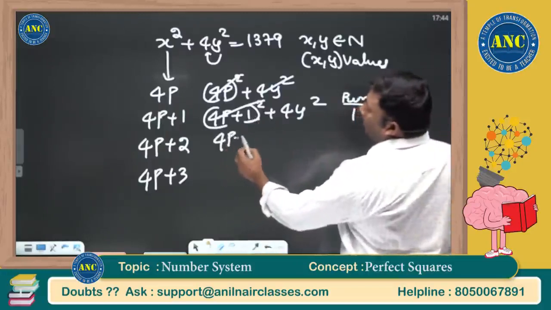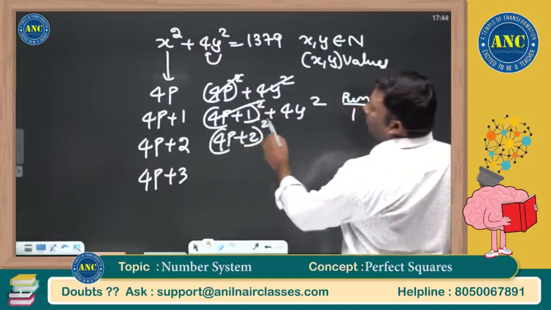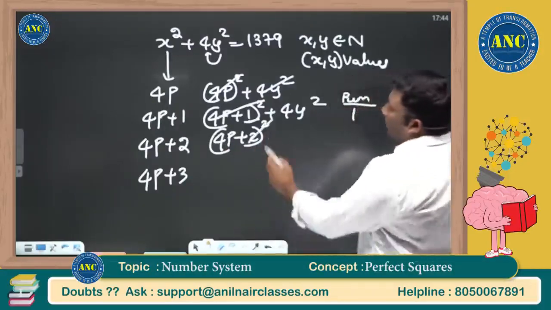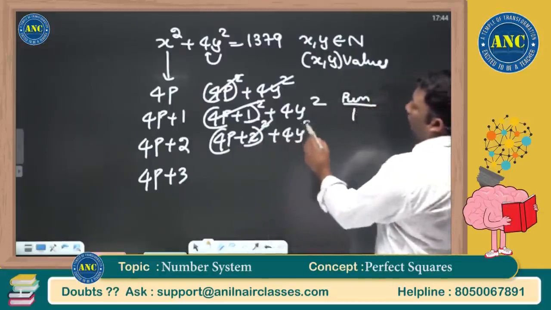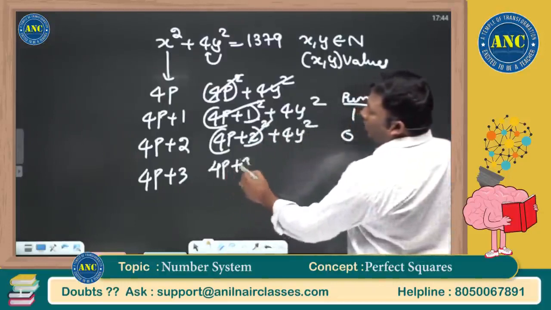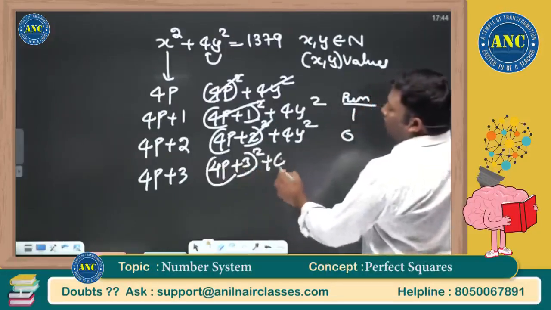4p plus 2 whole square. 4p whole square is divisible by 4, 2 into 4p is divisible by 4, 2 square is divisible by 4, plus 4y square. Remainder 0. 4p plus 3 whole square plus 4y square.